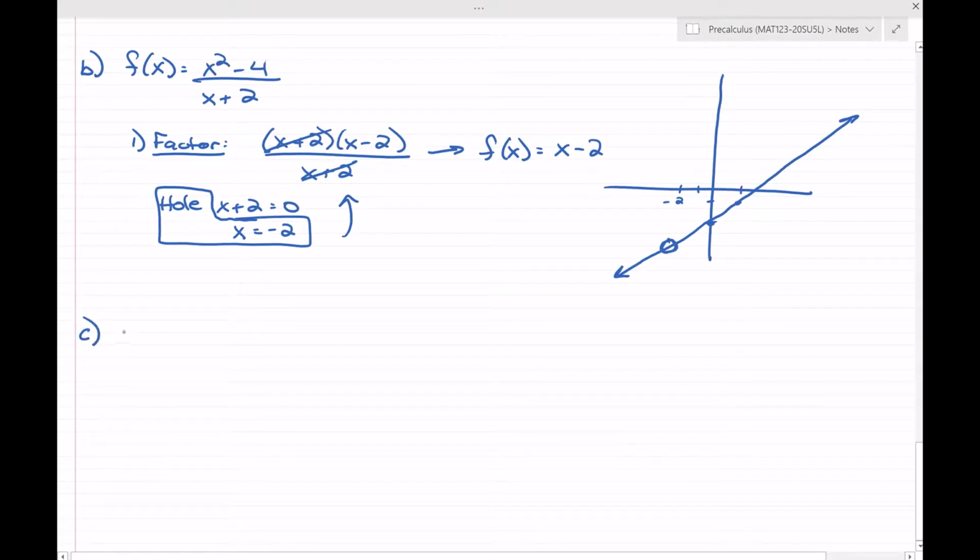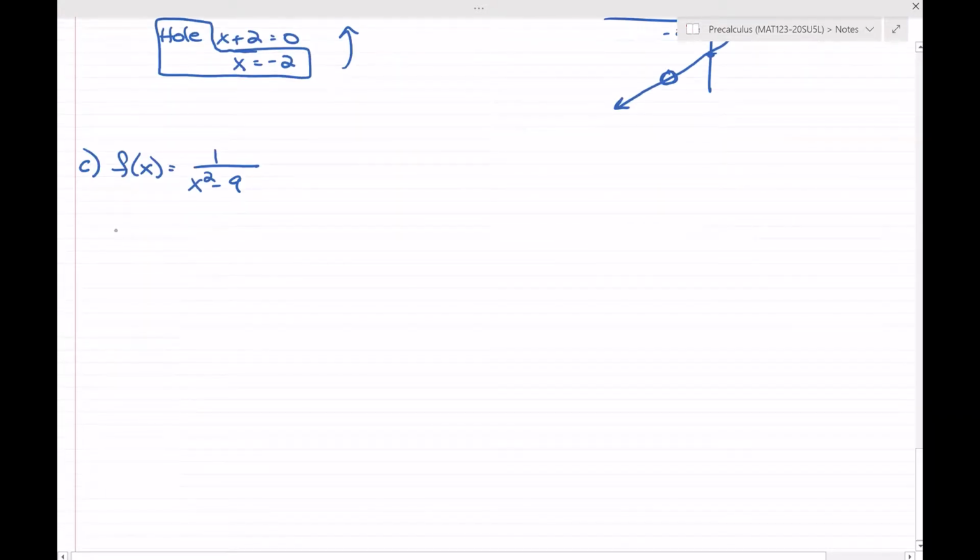So 2 more. What if we had f of x is equal to 1 over x squared minus 9? Now if we go to factor this, you get f of x is equal to 1 over x plus 3 times x minus 3. So I mean, factoring is good, but it didn't simplify anything, but you should always check. I should have wrote factor here for our first step. So we factored and nothing canceled, so we don't have to worry about any kind of holes.